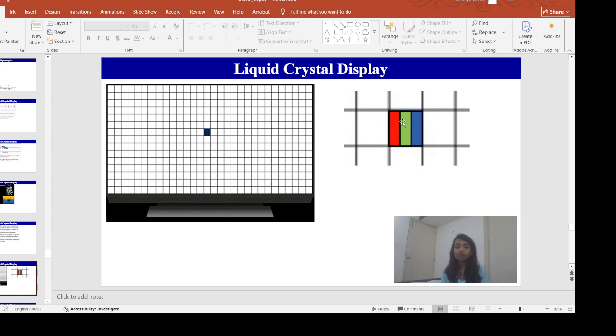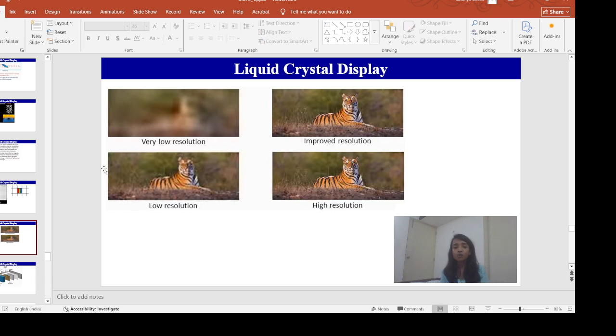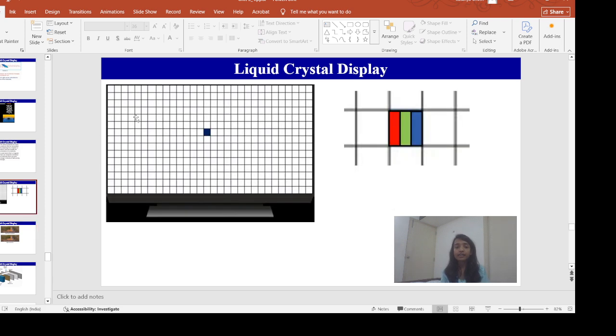This is a red, this is green, and this is blue color. Okay. So as I told, if we can increase the number of pixels per unit area, and if we can apply the electric field or magnetic field to manipulate the orientation of the liquid crystal molecules, we can control the intensity of the light.